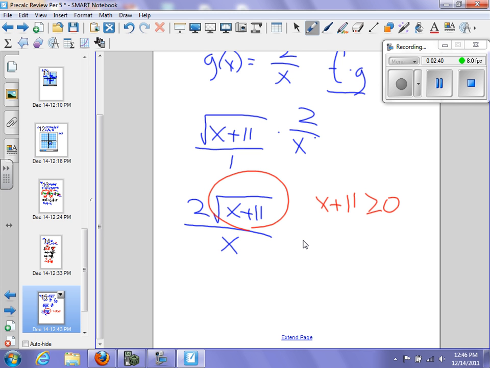Okay, so if I set that up, then it's pretty easy to solve. All I have to do is subtract 11 from both sides. And I have x has to be greater than or equal to negative 11. So my domain is x cannot be equal to 0, and x has to be greater than or equal to negative 11. Right. But I know you would have gotten that had I read the question fully, right, to state the domain.